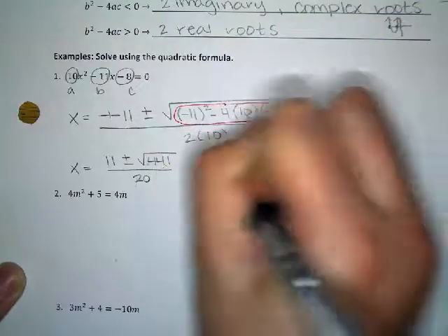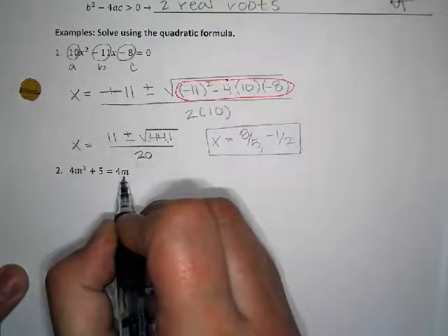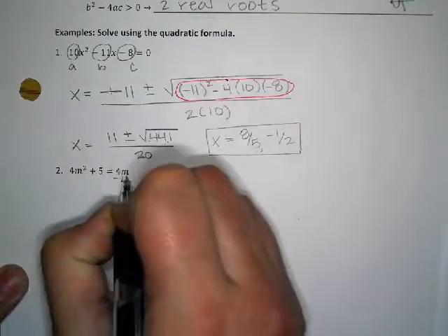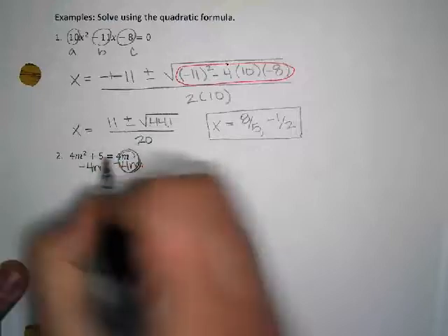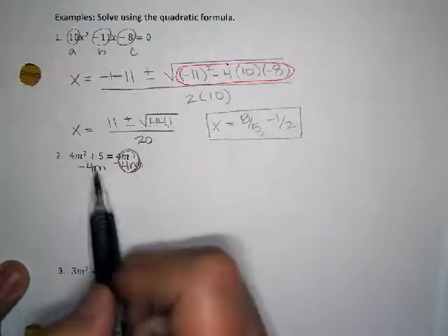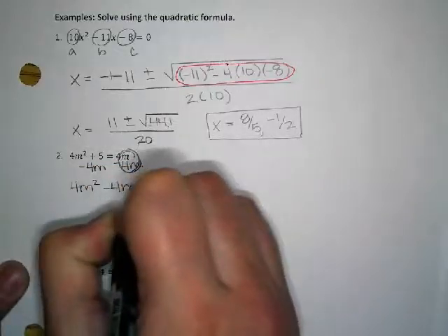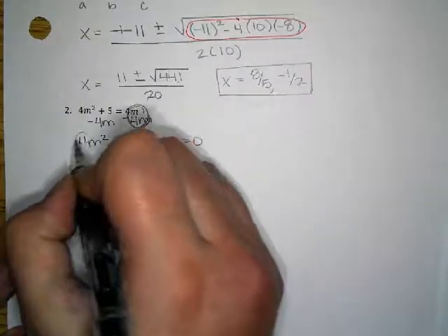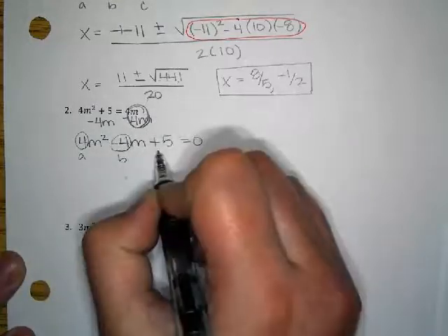All right, let's do it one more time. So here, we need the problem to equal 0 before we start. And so there's a term over here, so I'm just going to subtract that over to the other side. So now I've got 0 on the right side of the equation. So when I write these numbers out, I don't have any like terms, so I can't combine anything. That gives me 4m squared minus 4m plus 5 equals 0. So I've got my a value is 4, my b value is negative 4, and my c value is positive 5.